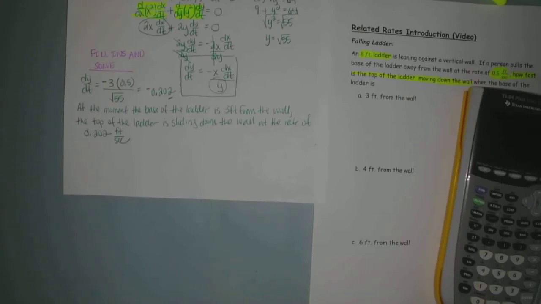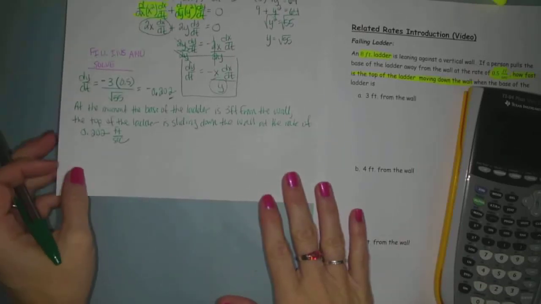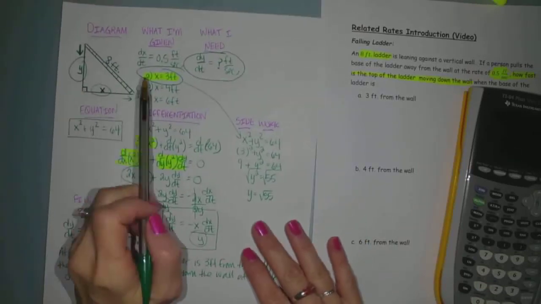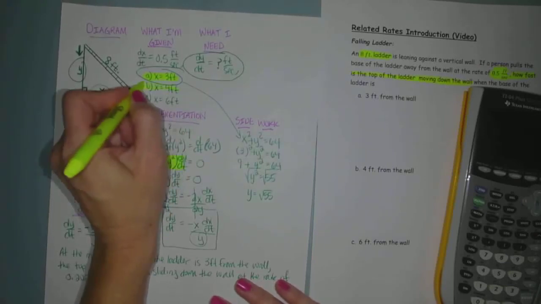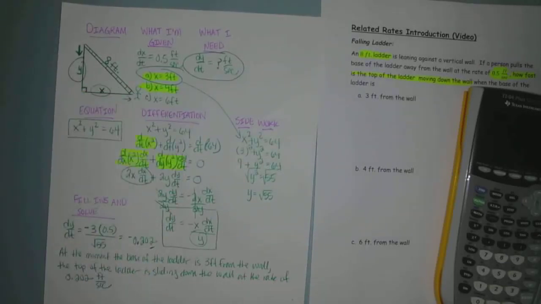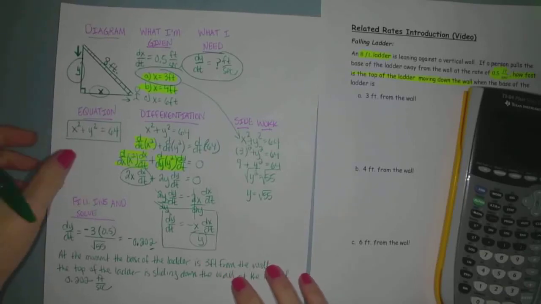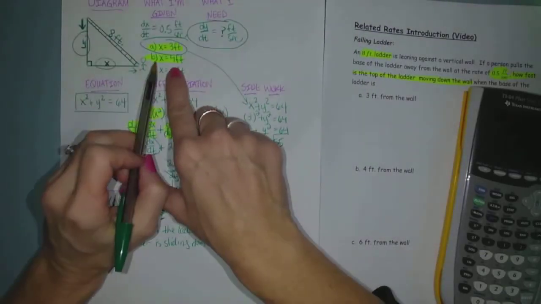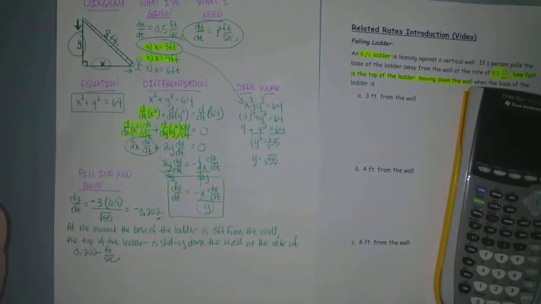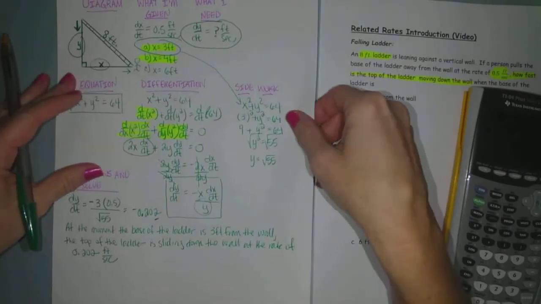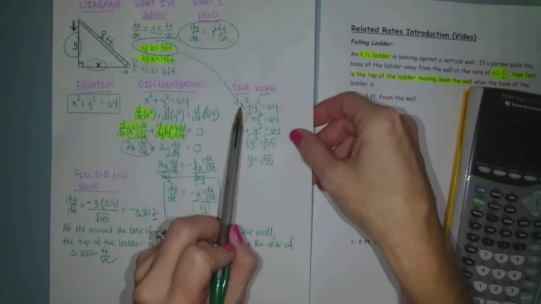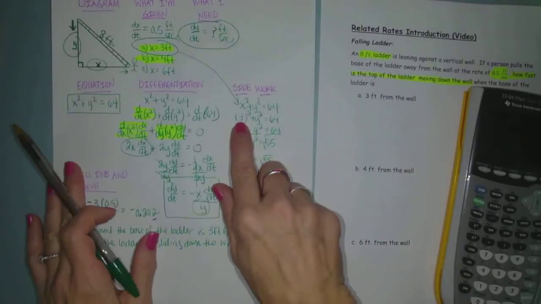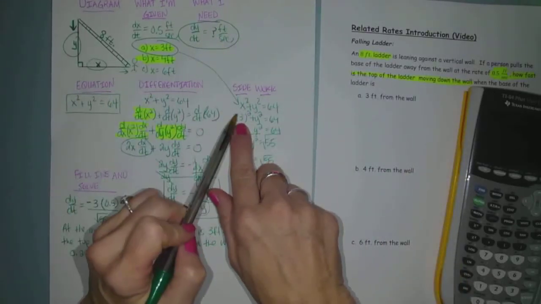Okay. Now, we also had a part B. So that would be your answer for part A. Now, part B wanted how quickly the ladder is sliding down the wall when the base of the ladder is 4 feet from the wall. Okay? All the work is done. You don't need to redo everything. All you need to do is switch out the side work. So instead of the 3 squared, we'll have a 4 squared.